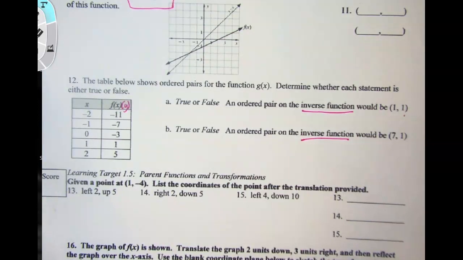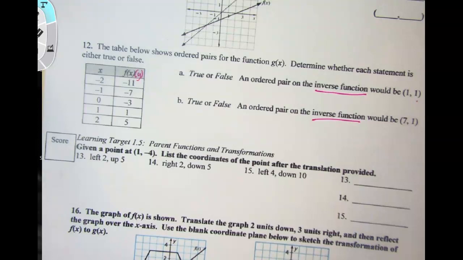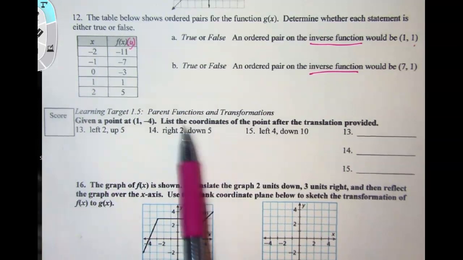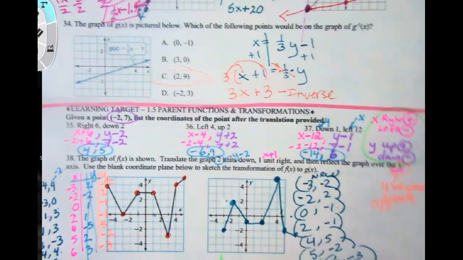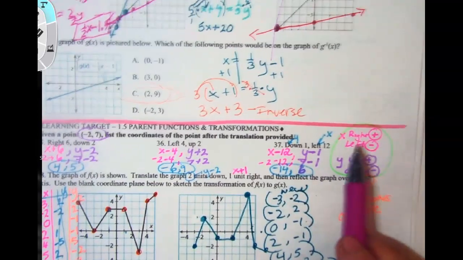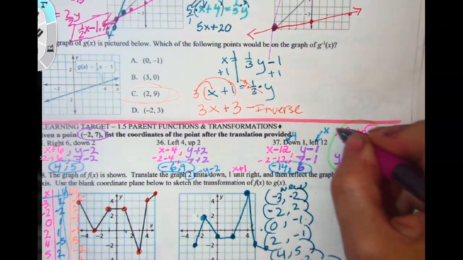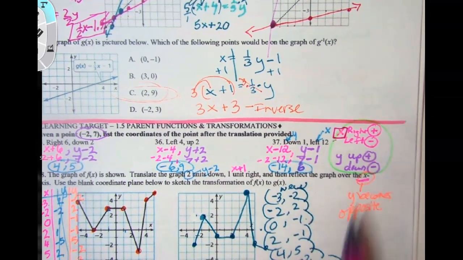All right, so the last part, we're going to get out our Learning Target 1.5. That is on the bottom of our review, and it's very similar to our review. So the first part is we're going to list the coordinates of the points after the translations provided. If you remember on our review, I had you guys write, if you go right, you're doing something to your x coordinate, either adding or subtracting. So right means you add, left means you subtract.